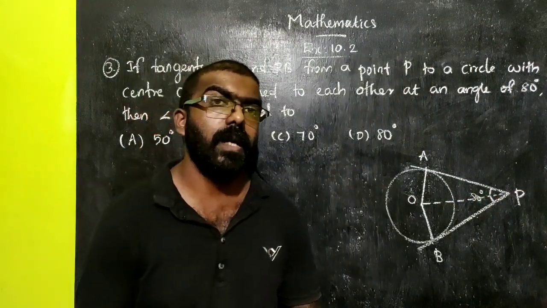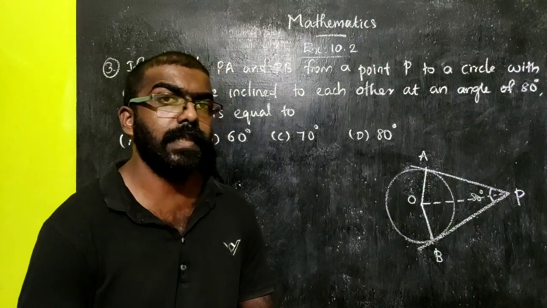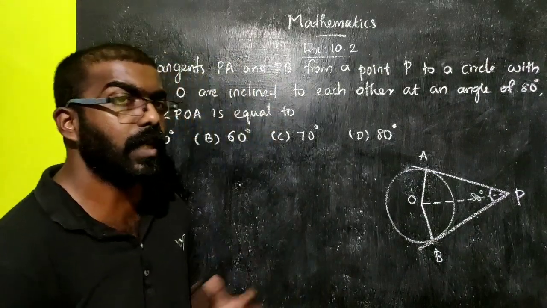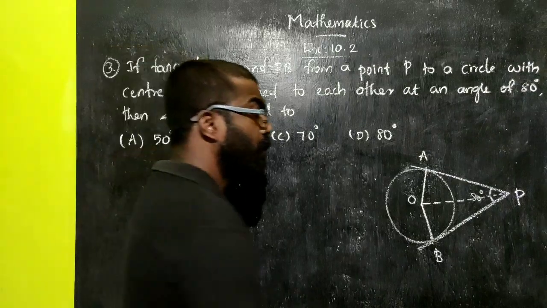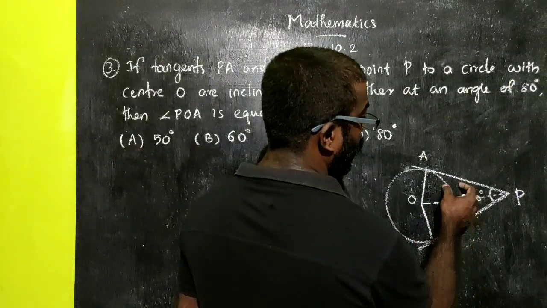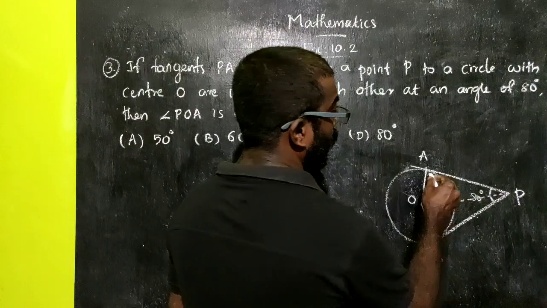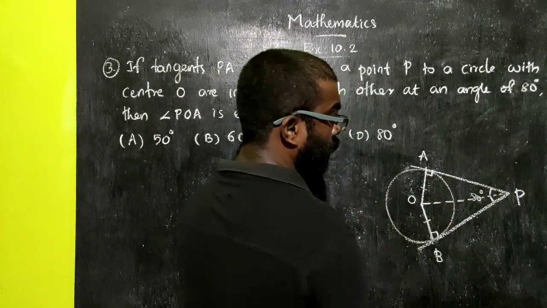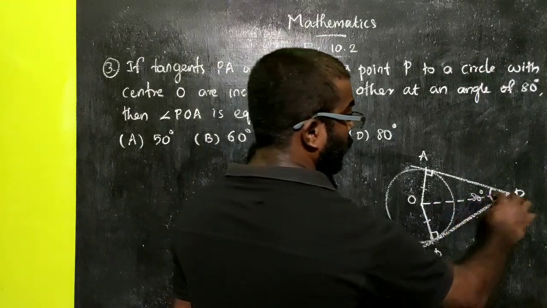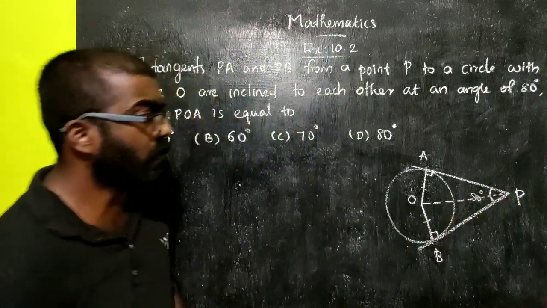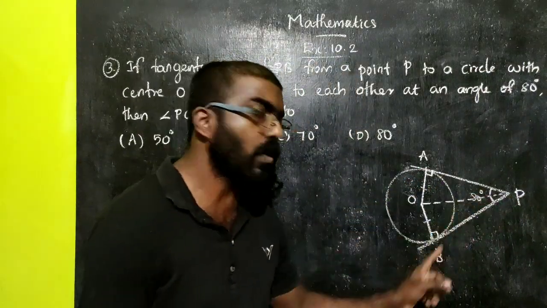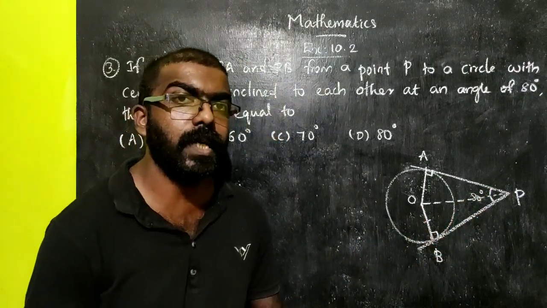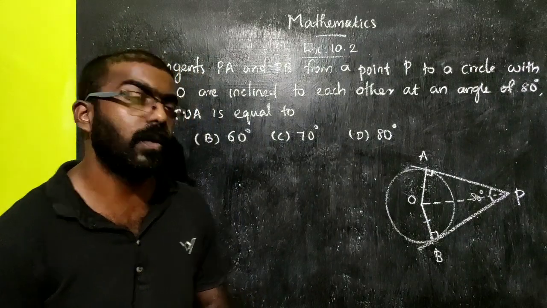In the last class, we have proved that the length of tangents drawn from an external point of a circle are equal. In that theorem, theorem 10.2, we proved these two triangles are congruent. Here 90 degree, here also 90 degree. OA and OB are radius of the circle. OP is the common side. Therefore, triangle OAP is congruent to triangle OBP. So, in congruent triangles, the corresponding parts are equal.